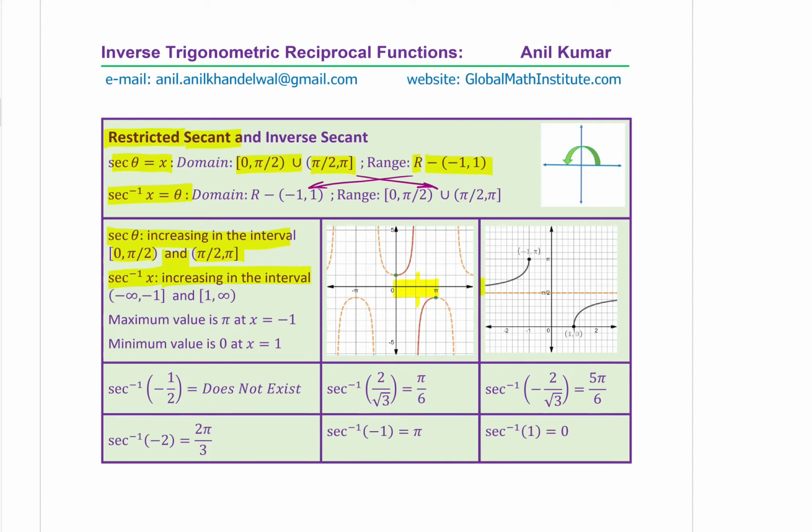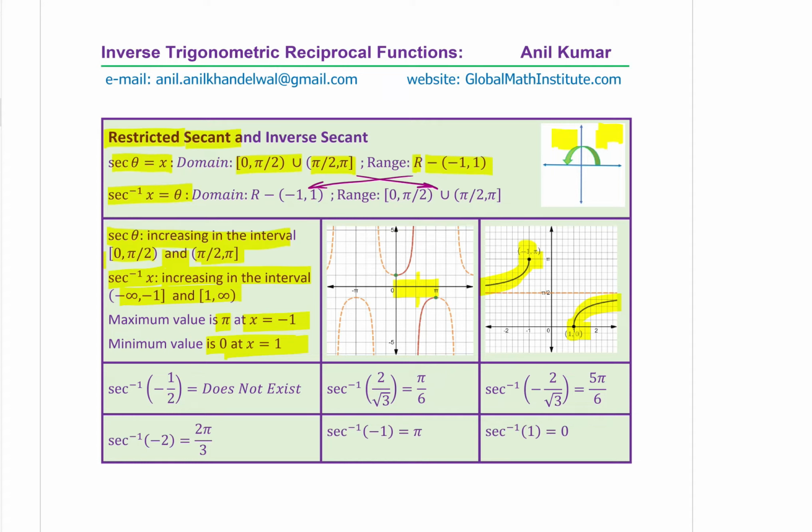As you can see, the function is always increasing in its domain from minus infinity to minus 1 and from 1 to infinity. It does have a maximum value and a minimum value. The maximum value is pi at x equals to minus 1, as you can see here. The minimum value is 0 at x equals to 1. So all the results will have positive sign. What you notice is the given value could be in quadrant 1 or in quadrant 2. Since we have restricted our domain to 0 to pi by 2, that makes it quadrant 1. And then from pi by 2 to pi, that makes quadrant 2.